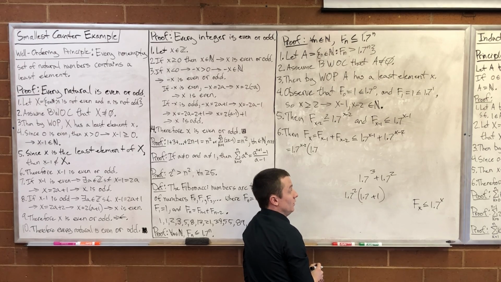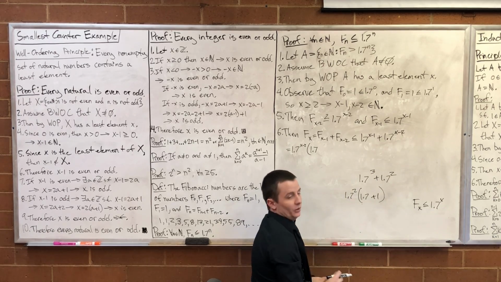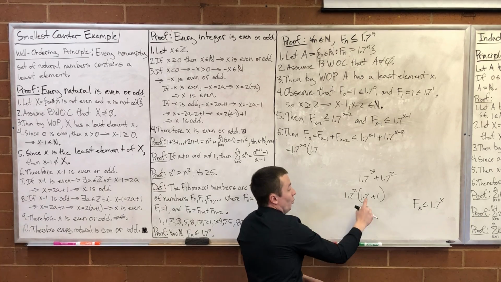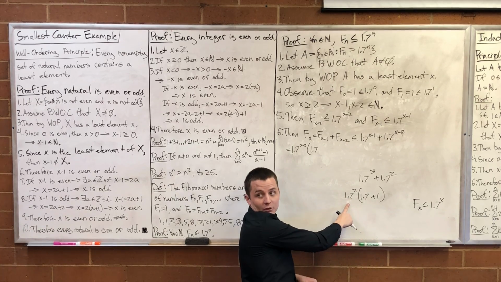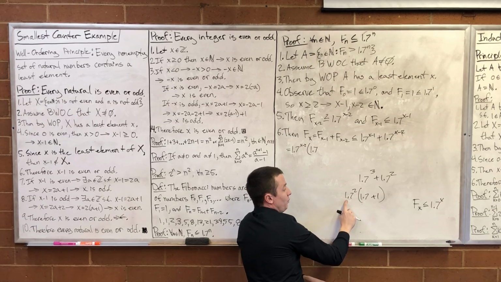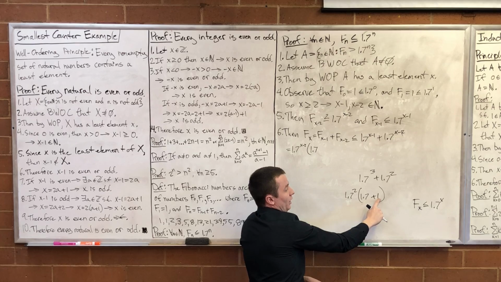What is 1.7 cubed? That's 1.7 three times. 1, 2, 3. Okay, we got it all. And why the plus 1.7 squared times 1 is equal to?